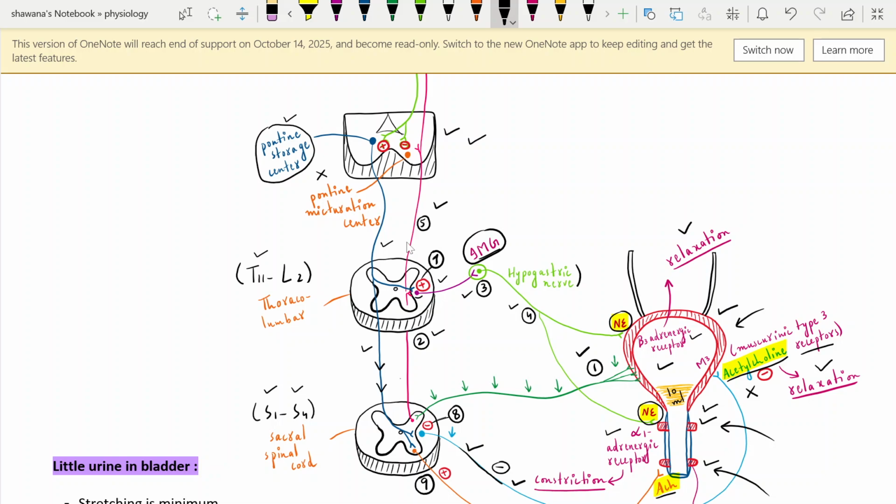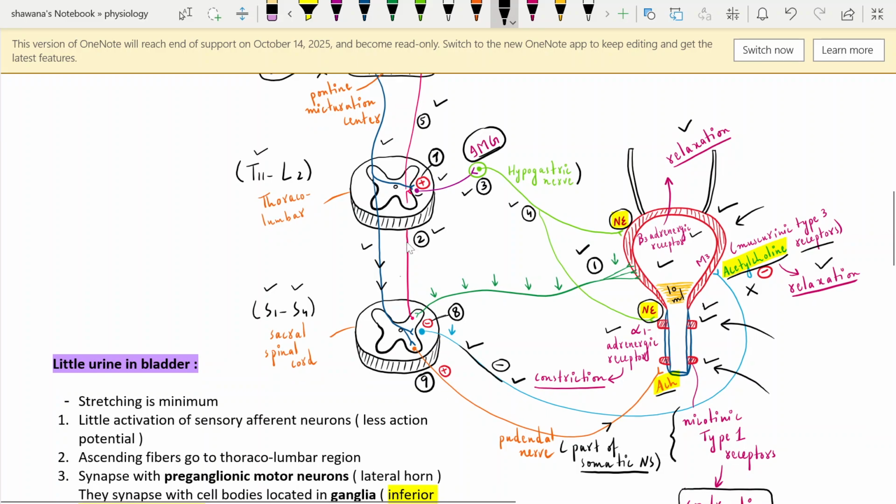Other fibers will descend and in the sacral region of the spinal cord they will stimulate the lateral horn, they will inhibit it. On the inhibition, it will cause the relaxation of the bladder, because originally these fibers were sending acetylcholine to the muscarinic type 3 receptors located in the detrusor muscle, but now these fibers are inhibited.